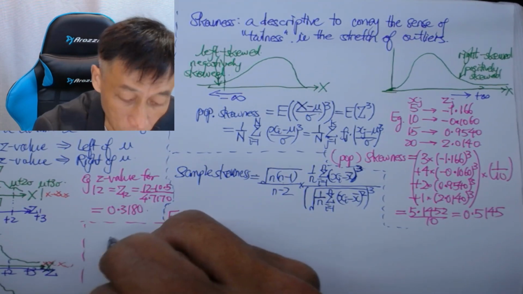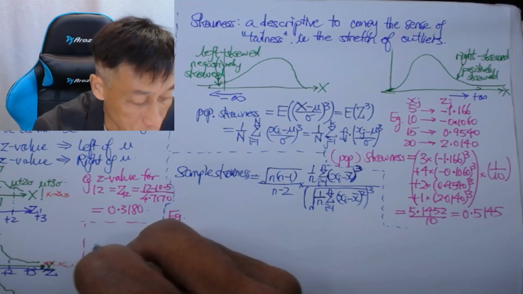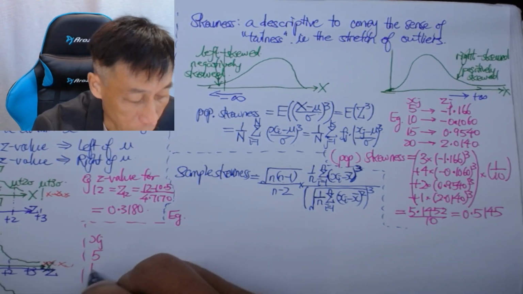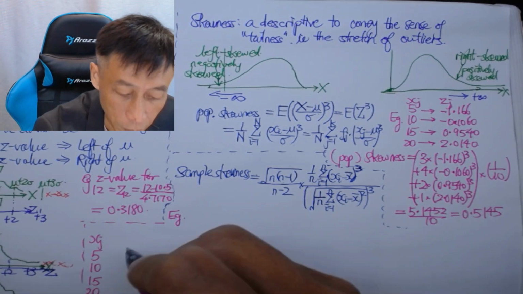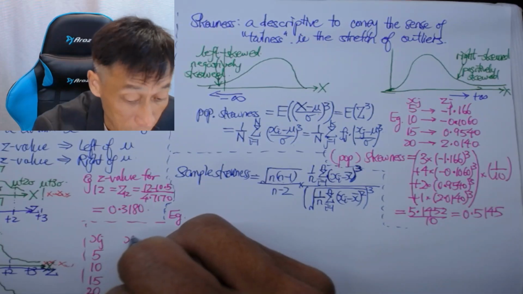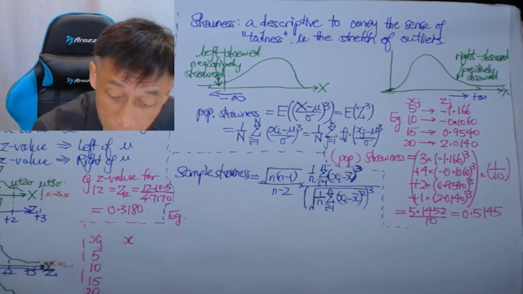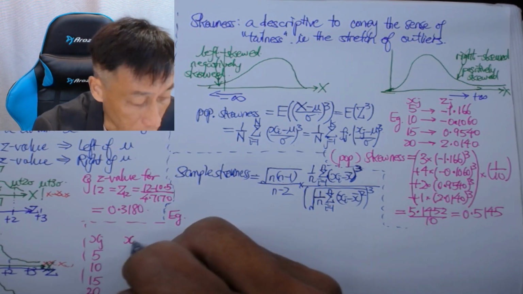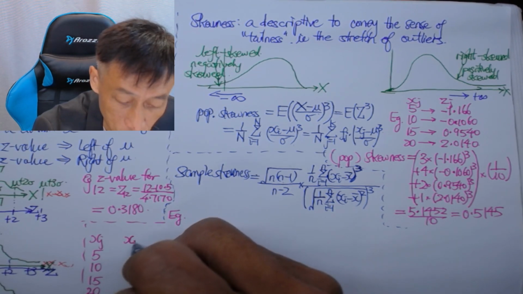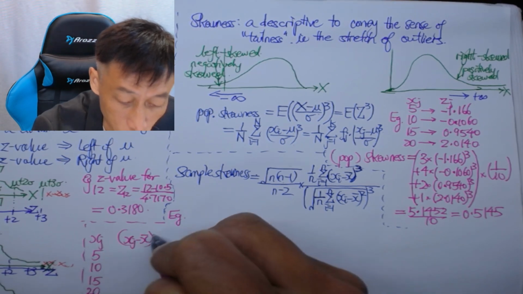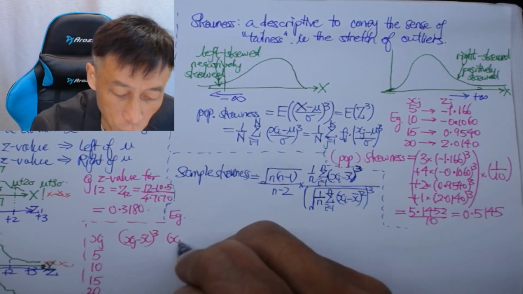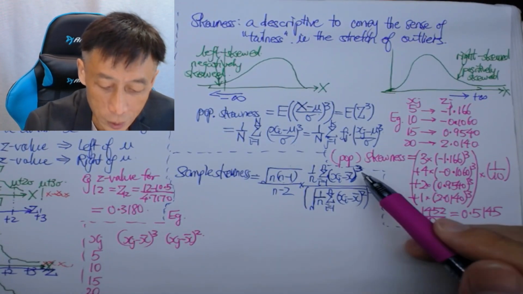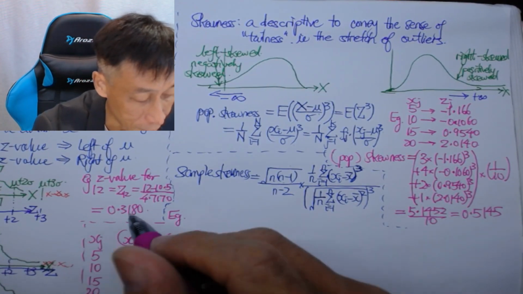It's a good idea to convert each of them first. So our xj is 5, 10, 15, and 20. Yeah, we can do the same for xj minus x bar cubed and xj minus x bar squared, because the cube is the numerator and the squared is the denominator.